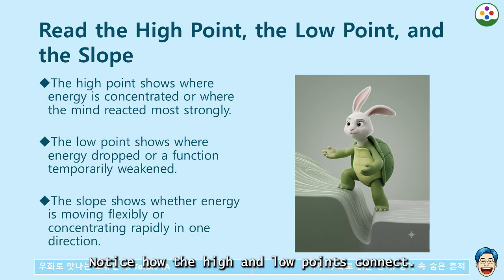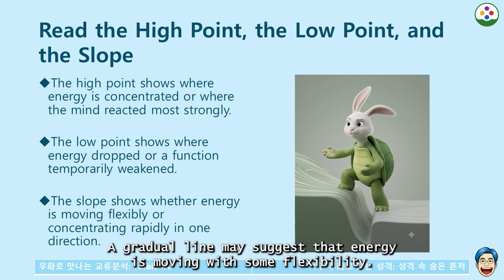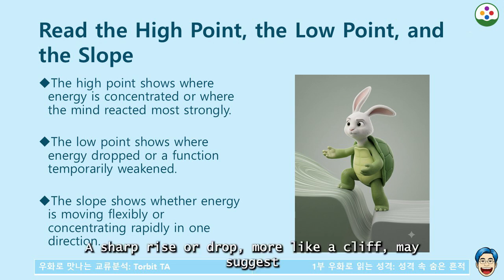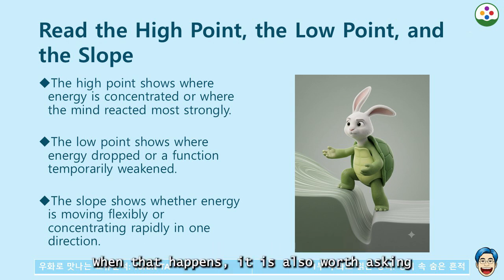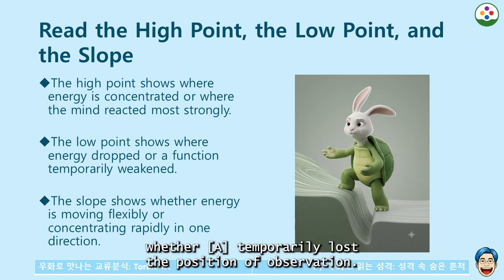Third, look at the slope. Notice how the high and low points connect. A gradual line may suggest that energy is moving with some flexibility. A sharp rise or drop, more like a cliff, may suggest that energy is concentrating very quickly in one direction. When that happens, it is also worth asking whether A temporarily lost the position of observation.